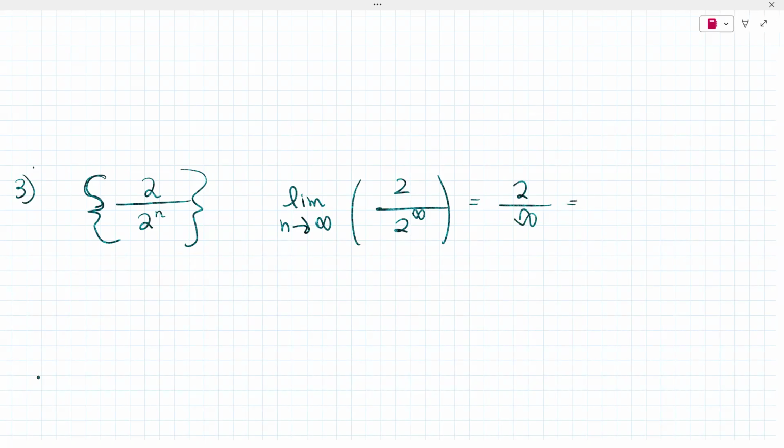Now ask yourself, what is 2 over infinity, or 2 over a very large number? 2 over a very large number gets very close to 0. And what is 0? A real number, so it converges.